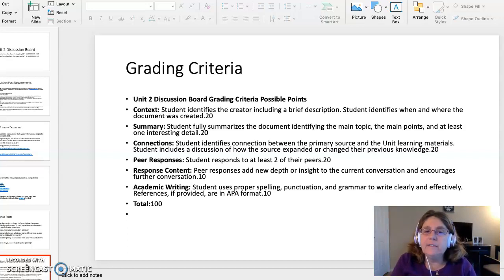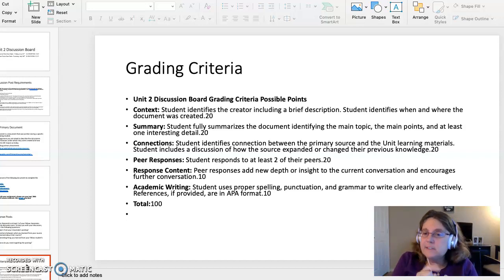Connection, student identifies connection between the primary source and the unit learning materials. Student includes a discussion of how the source expanded or changed their previous knowledge. However many points, my comments out of 20. Peer responses. Student responded to 2 of his or her peers. So you respond to your peers, I will give you 20 points.